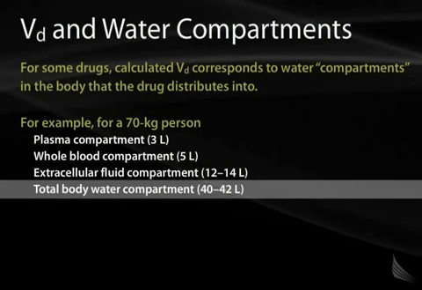If a medication is able to enter only the plasma compartment, then its volume of distribution will be approximately 3 liters. Whereas if the medication is able to get into the entire total body water compartment, then its volume of distribution will equal approximately 40 liters.